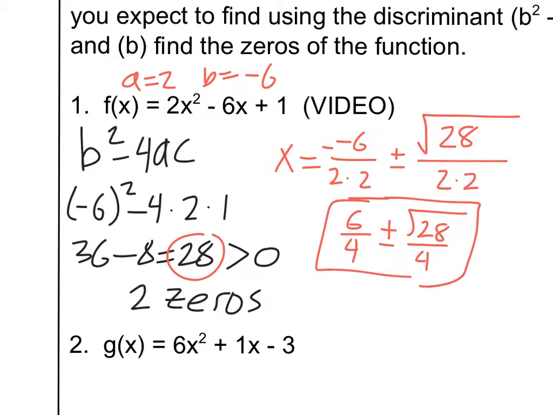If you'd like to get a bit of a bonus point, you could reduce this to 3 over 2. And square root of 28 could be rewritten as the square root of 4 times the square root of 7, which is 2 root 7. And since the 2 and the 4 can be divided, we end up with the square root of 7 over 2 on the other one. That'll get you a bonus point if you do that in your spiral, but it's certainly not necessary.